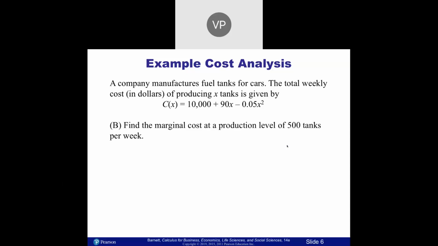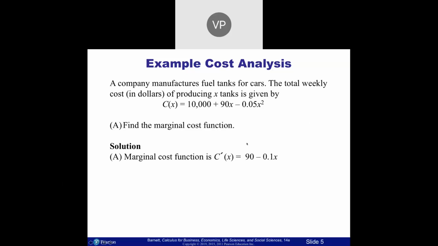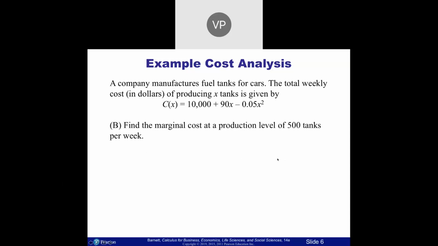Okay, so now they want to find the marginal cost at a level of 500 tanks per week. Well, we take that same formula we just found, and we're going to literally find the marginal cost of 500, so you plug in a 500 for x in the C prime equation, the derivative function. You plug in 500, and we get 40.